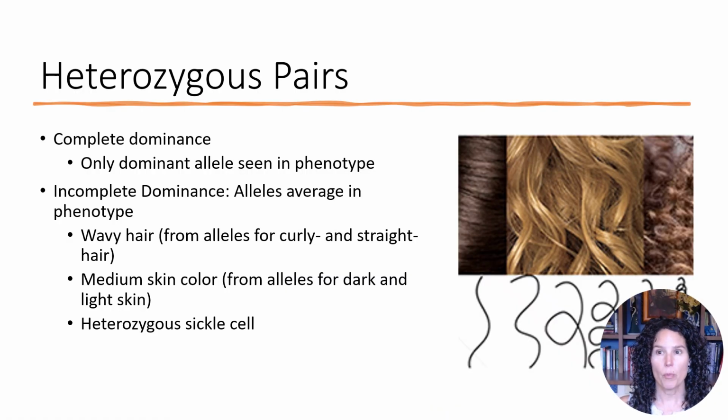Okay, so when we look more specifically at heterozygous pairs, like the big B, little b, we often talk about the idea of complete dominance, where only the dominant allele is seen in the phenotype and the recessive allele isn't expressed at all. But actually, a lot of traits involve what's called incomplete dominance, where the alleles average in the phenotype. So you can get wavy hair from alleles for both curly and straight hair, or you can get medium skin color from having one allele for darker skin and one allele for lighter skin. And another key example of this is heterozygous sickle cell, which we're going to look at on the next slide.